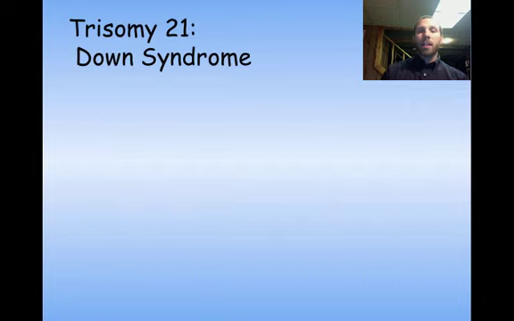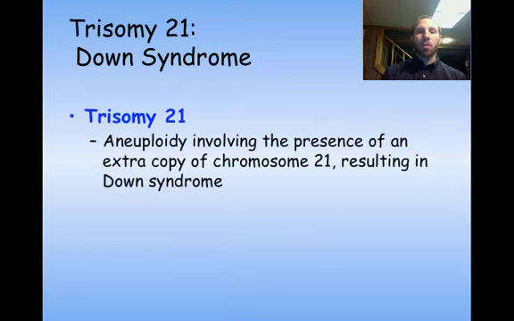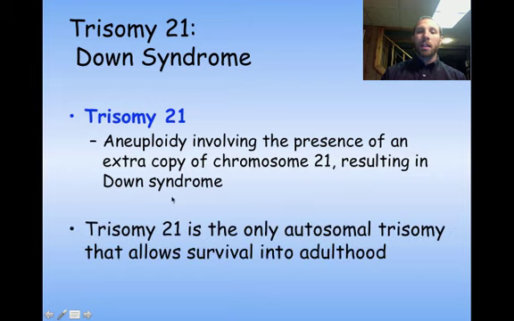An example of a trisomy is trisomy 21, Down syndrome, a very common genetic disorder caused by an extra chromosome number 21. An aneuploidy involving the presence of an extra copy of chromosome 21 results in Down syndrome. This is the only autosomal trisomy that allows survival into adulthood. There's other examples, but those organisms that have this mutation, this non-disjunction, typically die either before birth, during birth, or shortly thereafter.